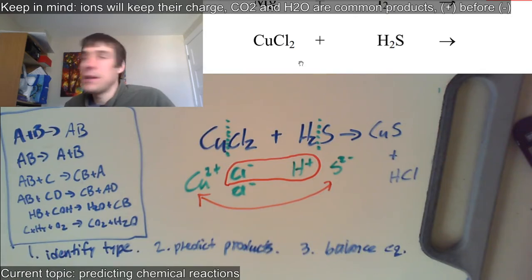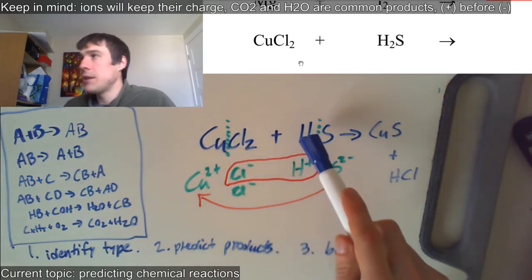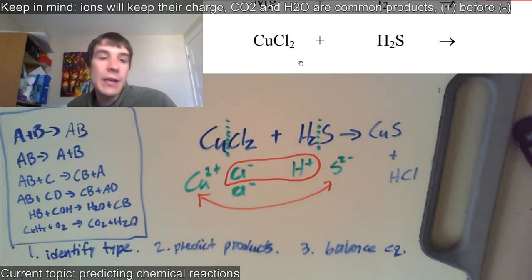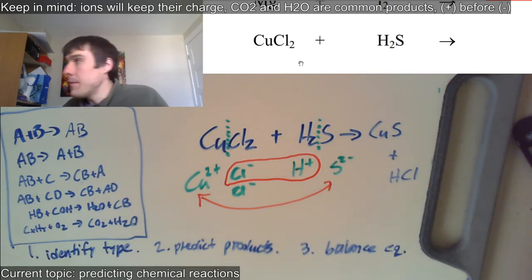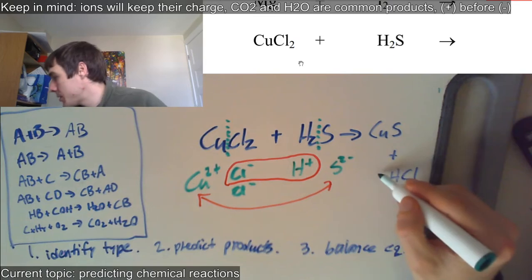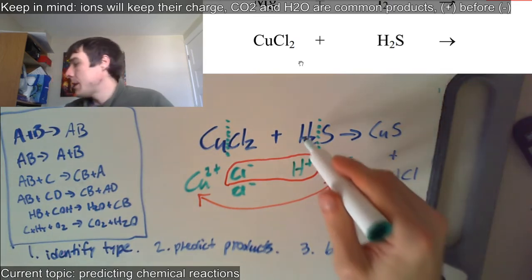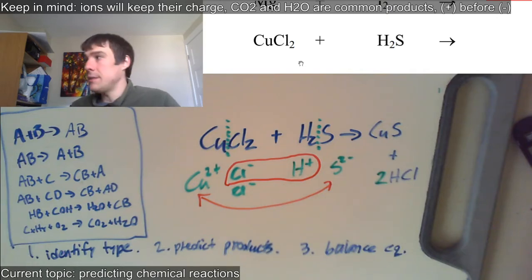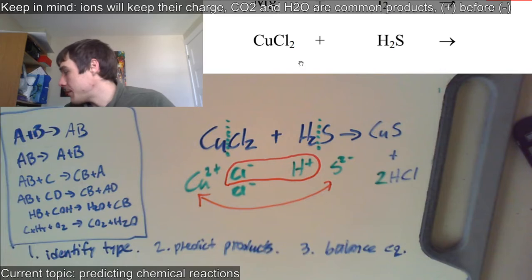Which means we end up with an issue. We have to balance this now because we have 2 chlorines and 2 hydrogens, but over here we just have 1 hydrogen and 1 chlorine in our compound. And so we have to balance it. I think it's relatively obvious what has to happen. If we just put a 2 here, we now have our 2 hydrogens, 2 chlorines, 1 copper, 1 sulfur, and it is balanced. So it doesn't always work out perfectly.